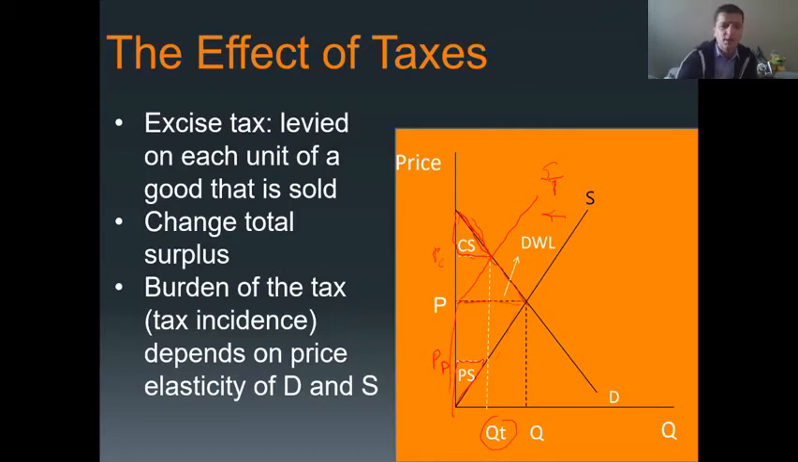You do have deadweight loss again because there are transactions that aren't occurring because we've now moved away from our equilibrium. So how do you find that?